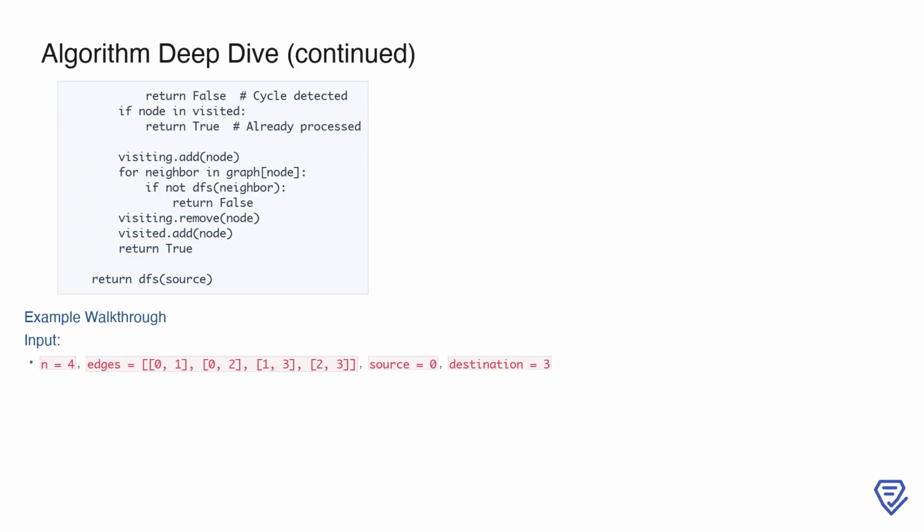For nodes that haven't been visited, we add them to the visiting set and recursively call DFS for each neighbor. If any neighbor fails to lead to the destination, we return false. After exploring all neighbors, the node is moved from visiting to visited, marking it as fully processed. Finally, the DFS function is called from the source node, and its result determines the output of the algorithm.